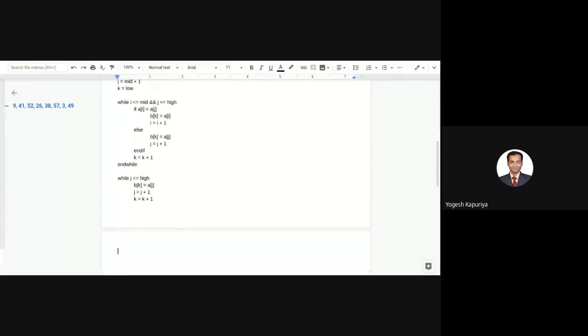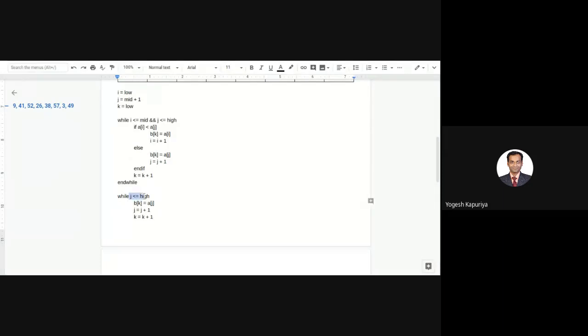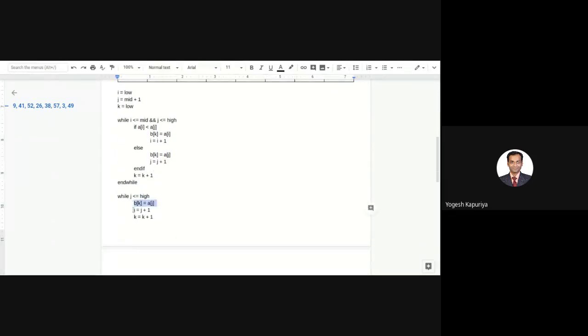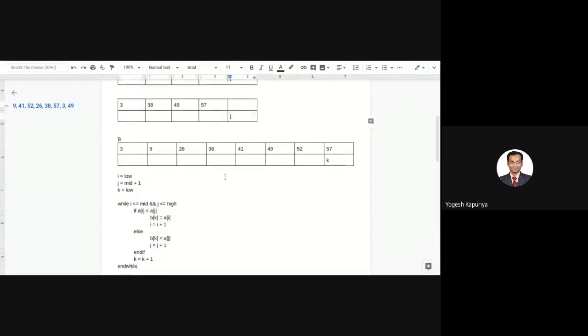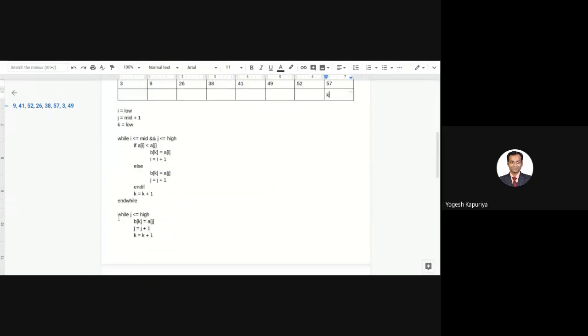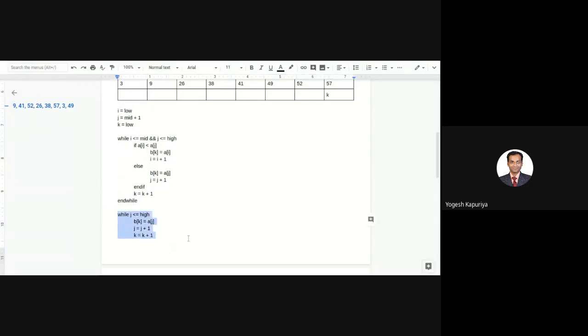Similarly, sometimes it may happen that j is less than or equal to high, B of k is equal to A of j, so B of k is 57. j becomes j plus 1, so j comes here. k is equal to k plus 1, k goes out. And now this loop will terminate because j is not less than or equal to high, it is greater than high. This is my high point, j is greater than high. So this terminates.